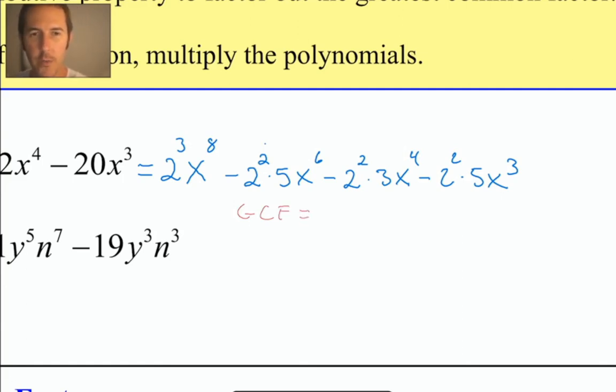So in each one of these terms, I see some multiples of 2. This term contains 3 multiples of 2, 2 multiples of 2, 2 multiples of 2, and 2 multiples of 2. How many multiples of 2 do they have in common? Well, this first term has 3, but this one only has 2.